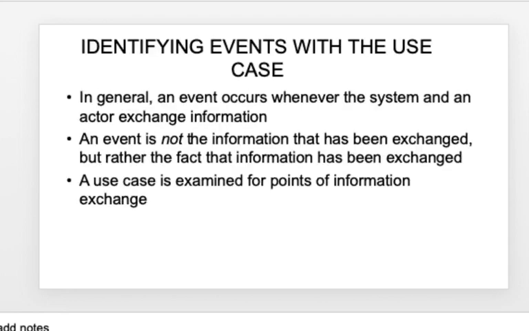So when you go for identifying the events with the use case, in general an event occurs whenever a system and an actor exchange some kind of information. So what is an event? An event is not the information that has been exchanged. I am not concerned about what information is exchanged, but rather I am interested in the fact that information has been exchanged. So a use case is examined for points of information exchange.